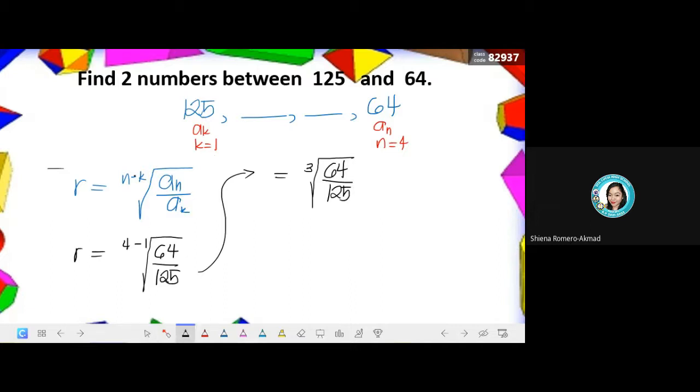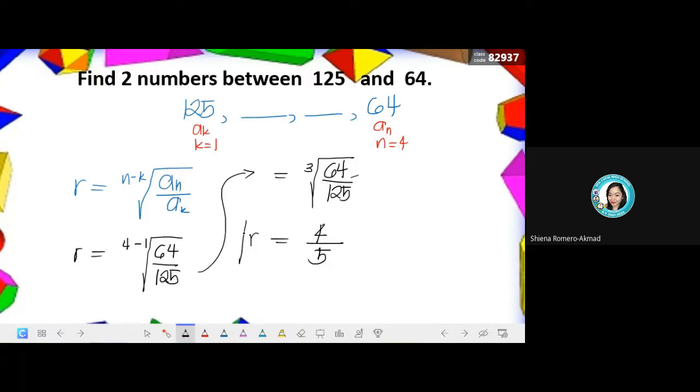Ano yung cube root ng 64? The cube root of 64 is, of course, 4. The cube root of 125 is 5. So 4 times 4 times 4 is 64. Tingnan nyo nga. 4 times 4 times 4 is 64, and 5 times 5 times 5 is 125. O, ngayon, ang R natin is 4 over 5.